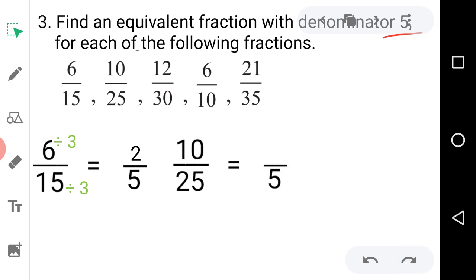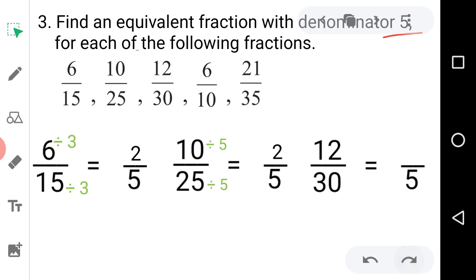Now see the next one. Next one is 10 upon 25. Again see here, 5 is smaller than 25. So we need to divide. If we divide 25 by 5, we get 5. So we need to divide 10 by 5. 10 divided by 5 is 2. So we get an equivalent fraction 2 upon 5 of 10 upon 25.